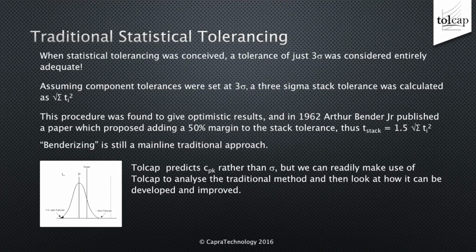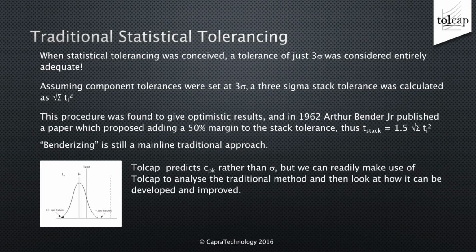When statistical tolerancing was conceived, a tolerance of just 3 sigma was considered entirely adequate. Assuming component tolerances were set at 3 sigma, a 3 sigma stack tolerance was calculated as the square root of the sum of the tolerances squared. This procedure was found to give optimistic results, and in 1962 Arthur Bender Jr. published a paper which proposed adding 50% margin to the stack tolerance. Thus T-stack is 1.5 times the root sum square of the tolerances, and benderizing is still a mainline traditional approach.